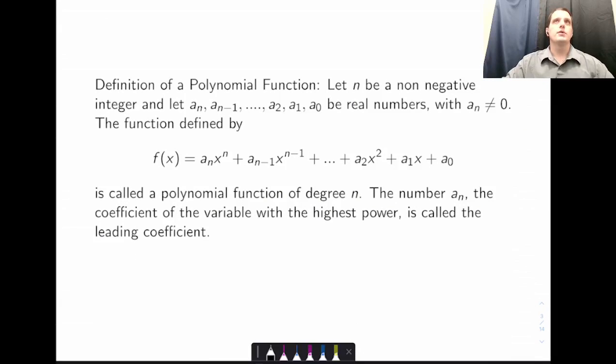So the definition of a polynomial function would be this, where we let n be a non-negative integer. A sub n minus 1 all the way through a1 are just real numbers. And a sub n is not equal to 0. If it were equal to 0, sorry about that, then this term would just disappear, and then we'd have a different a sub n. But since it's not equal to 0, we do have this. So the number a sub n is the coefficient of the variable with the highest power, the x to the highest power, and this is called the leading coefficient.